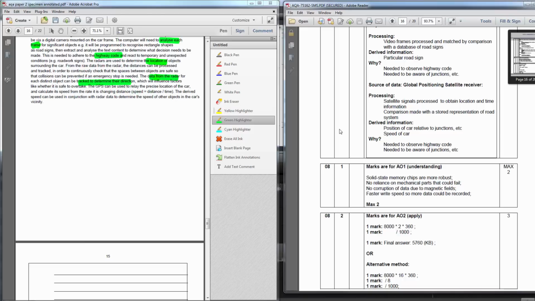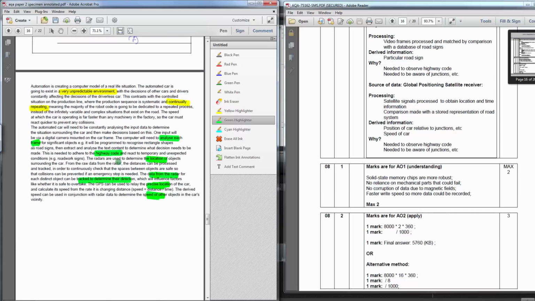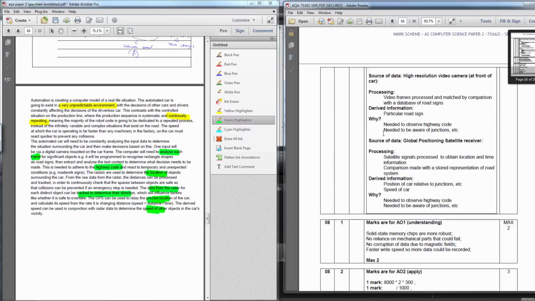Then this is my processing bit. So yep, location information, precise location. That's kind of what I meant. And then to determine the speed of other objects or speed of car. I'm going to give myself that. I think that's my weakest of all the points. Actually, it does seem like I haven't.